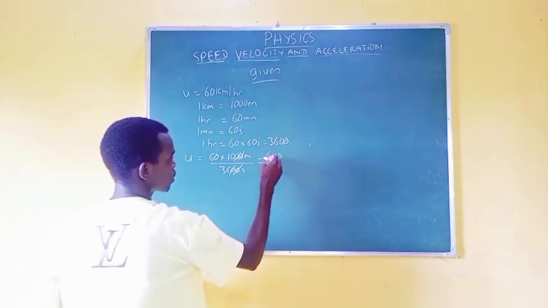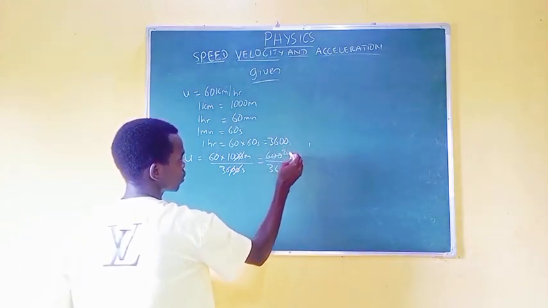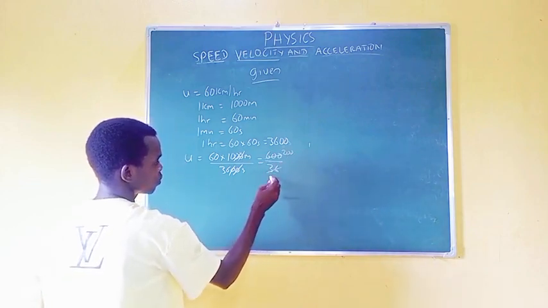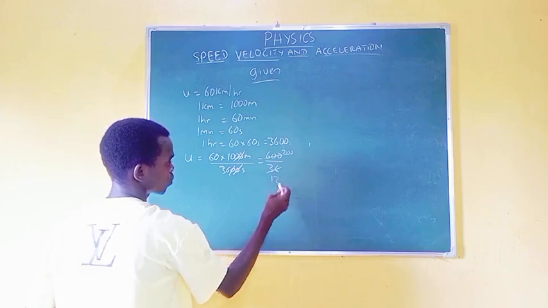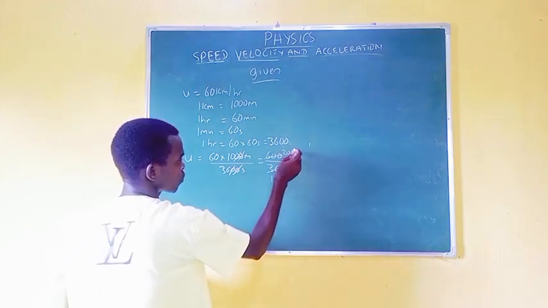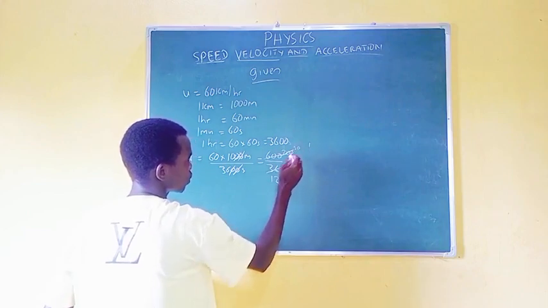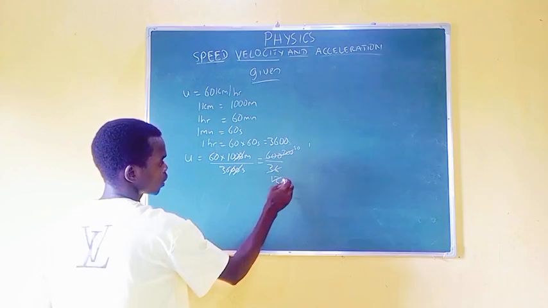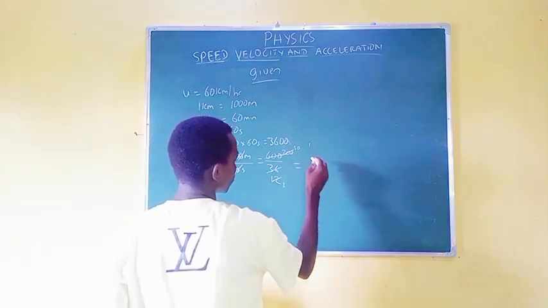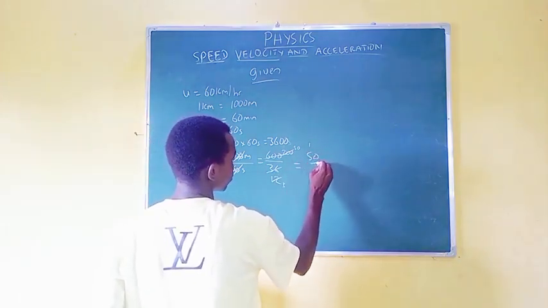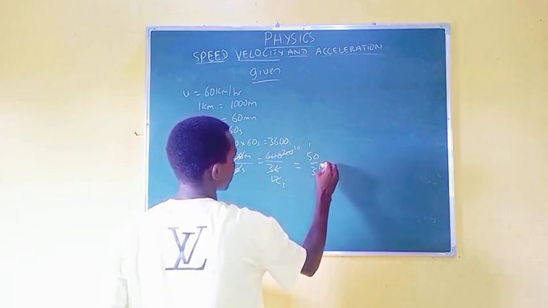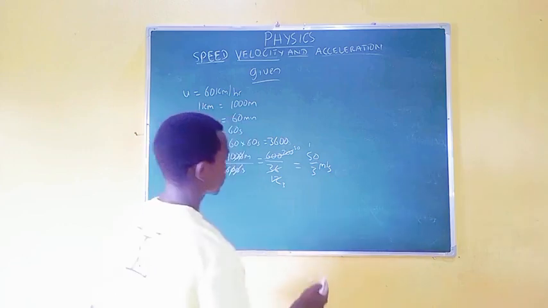We can say 3 divided into 600, we have 200. 3 divided into 12, we have 4. 4 can divide again: 4 goes into 200, we have 50, and 4 goes into 12, we have 3. So we now have 50 over 3 meter per second.